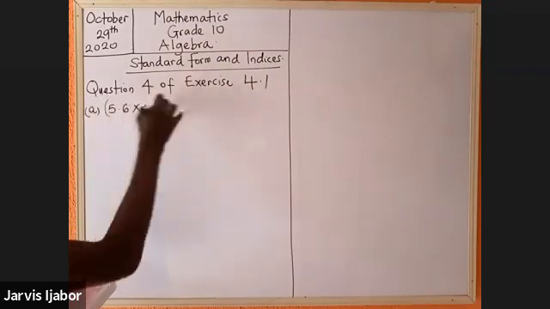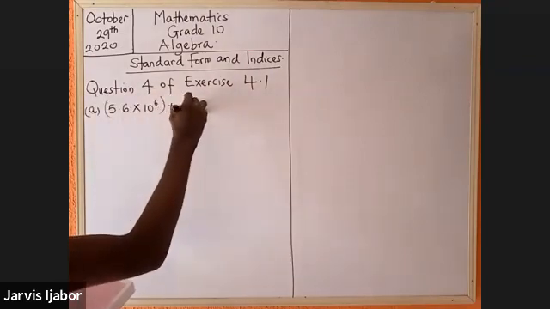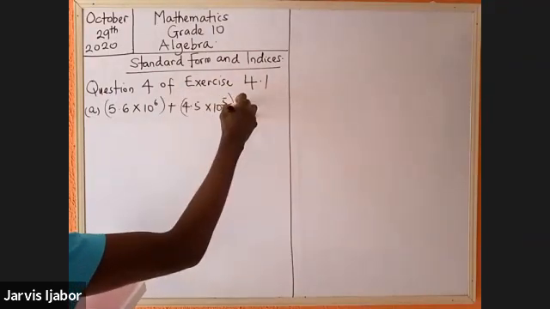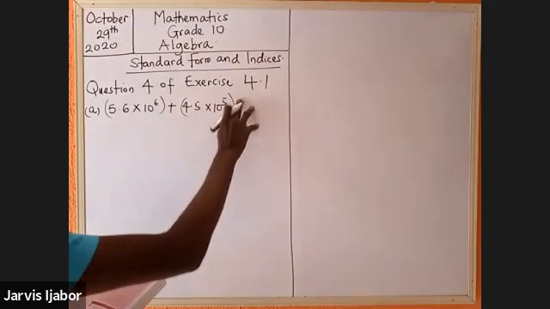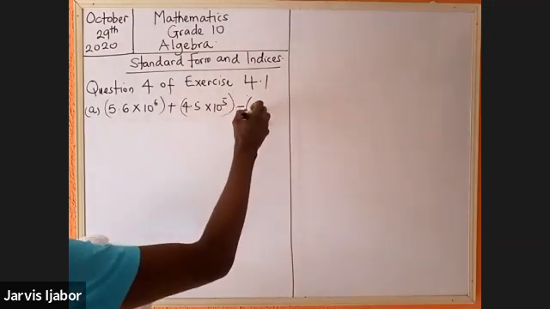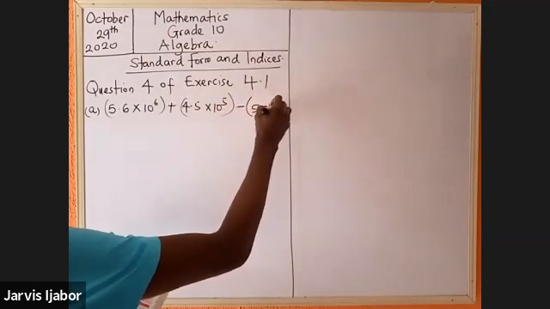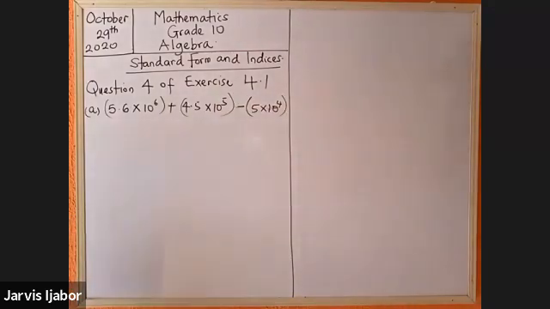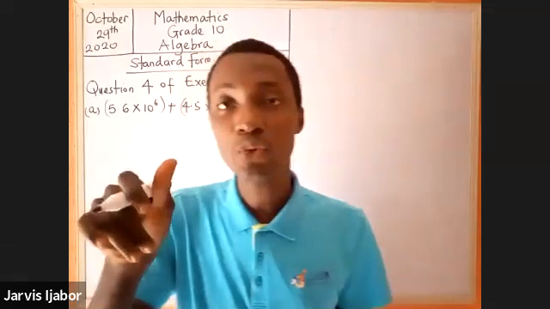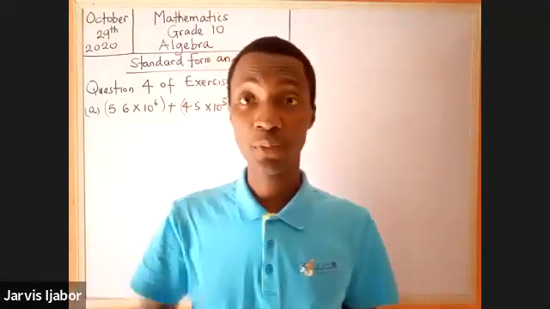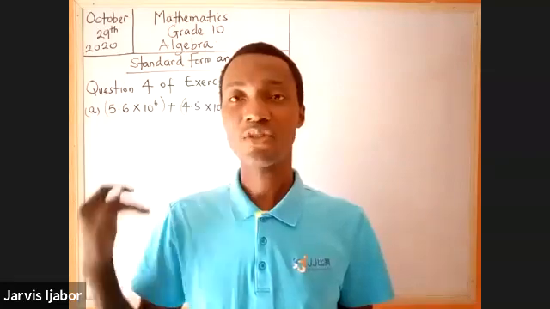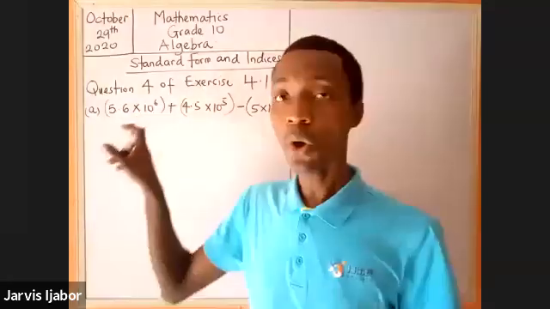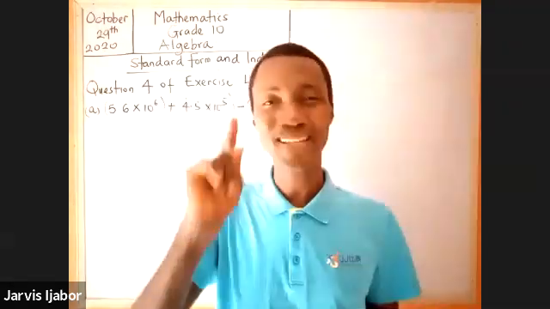The first question there says we should solve and express in standard form 5.6 times 10 raised to the power of 6 plus 4.5 times 10 raised to the power of 5 minus 5 times 10 raised to the power of 4. So how do you go about this? We are going to bend the rule a little on what we know standard form to be. But get this, in solving this, your first objective is to try to get all the numbers to a particular power.